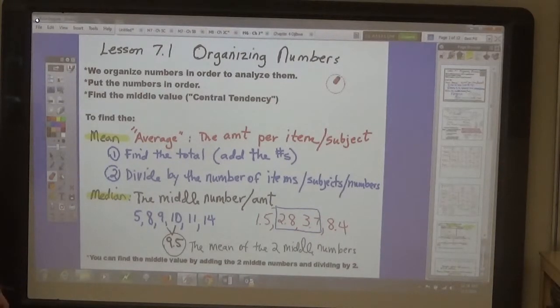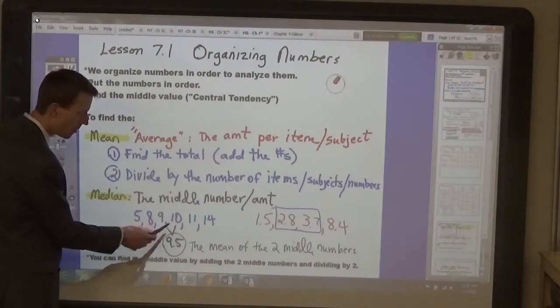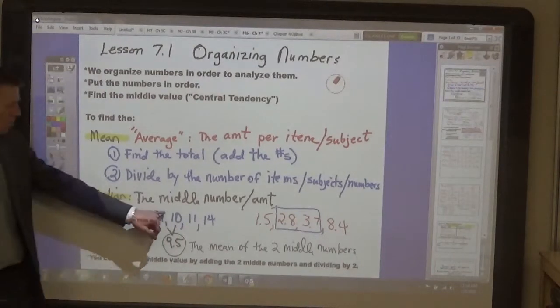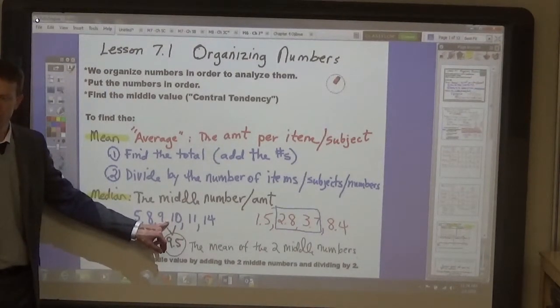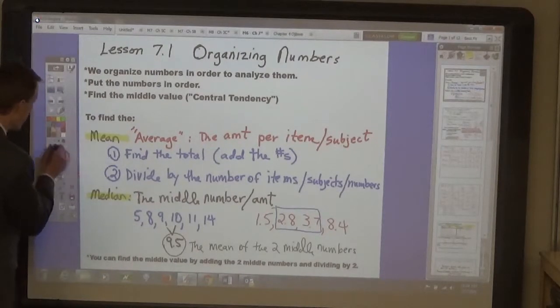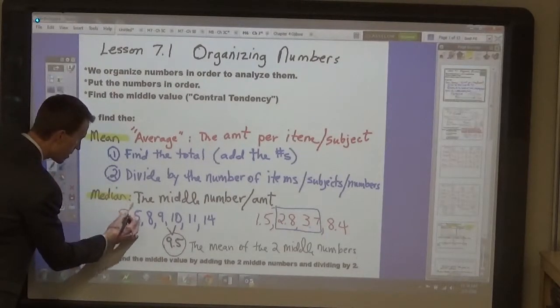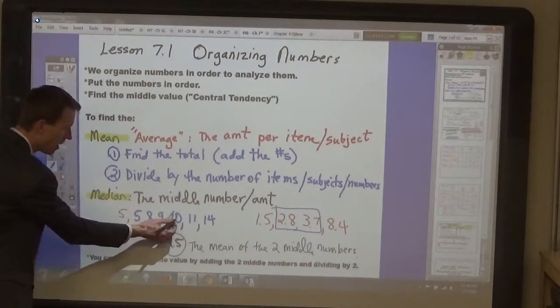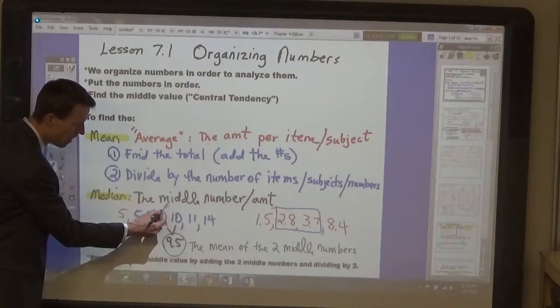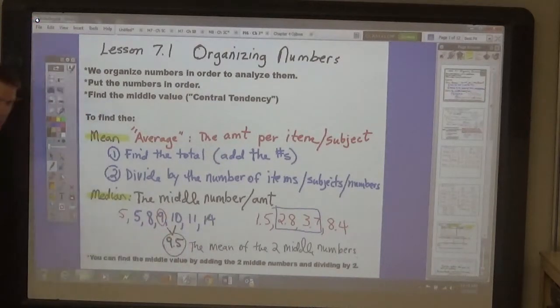Then you try to find the middle number. Now, if you have an even number of numbers, then there would be no middle number. If there's an odd number of numbers, then you would have a middle number. So, for example, in this set, if there was another 5 on the end right here, whoops. If this set was 5, 5, 8, 9, 10, 11, 14, then the 9 would be in the middle, because there would be 3 on each side. Then the 9 is the middle number, right?